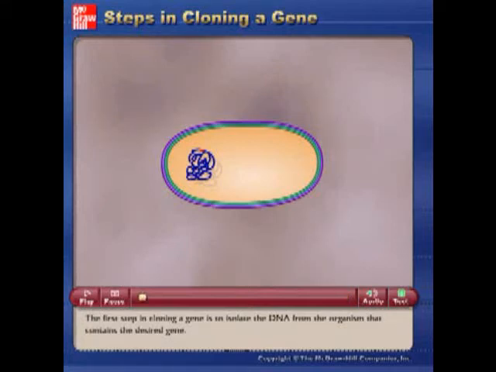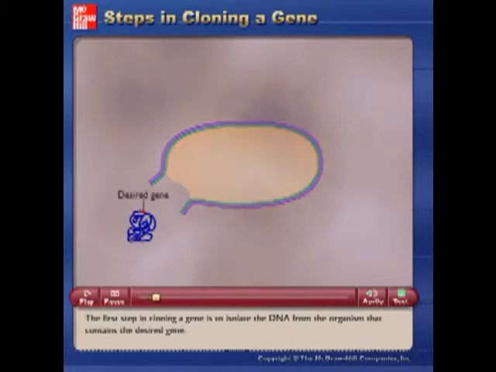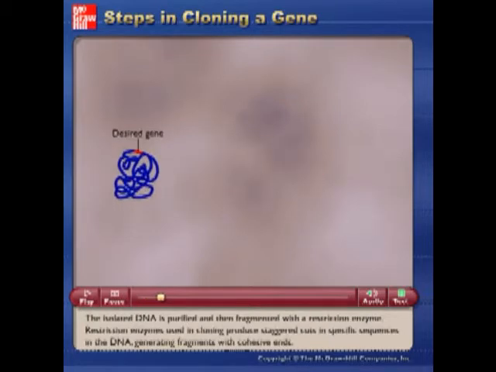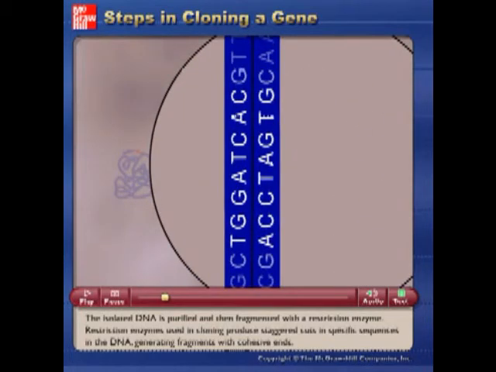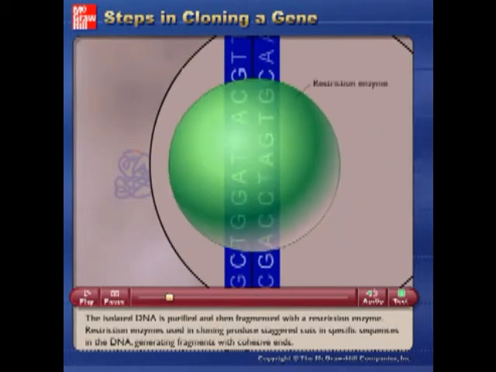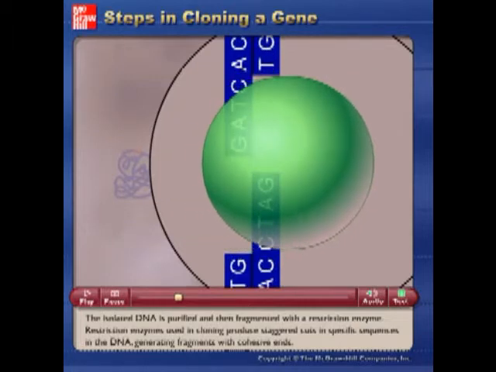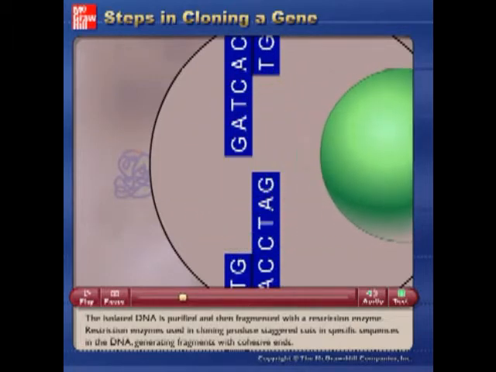The first step in cloning a gene is to isolate the DNA from the organism that contains the desired gene. The isolated DNA is purified and then fragmented with a restriction enzyme. Restriction enzymes used in cloning produce staggered cuts in specific sequences in the DNA, generating fragments with cohesive ends.